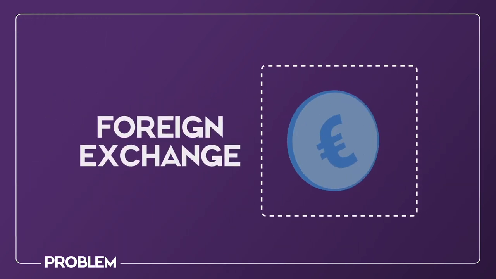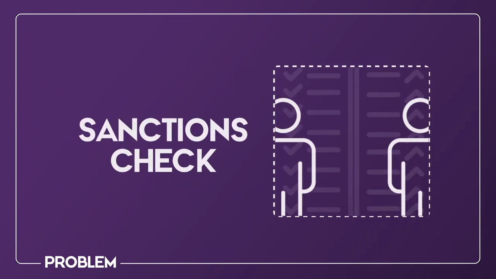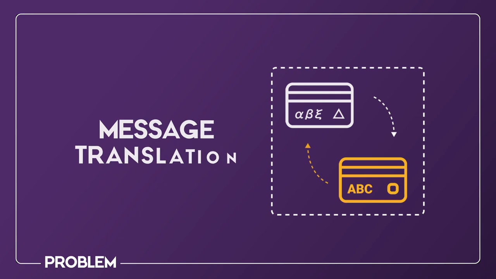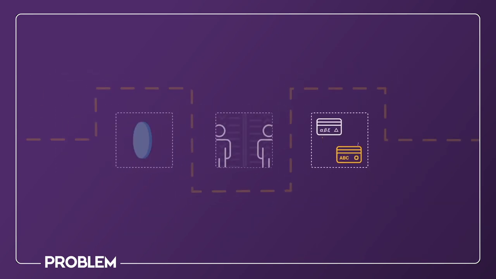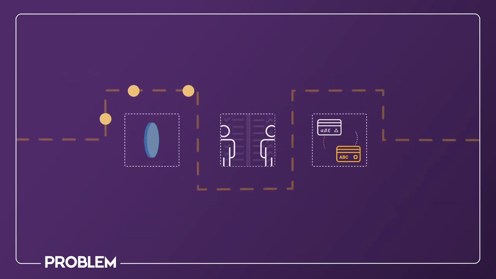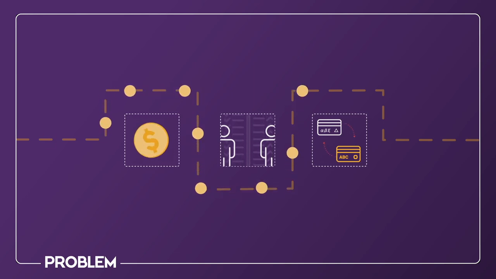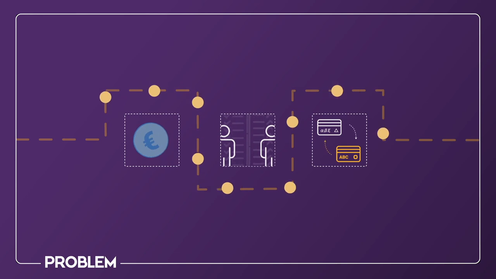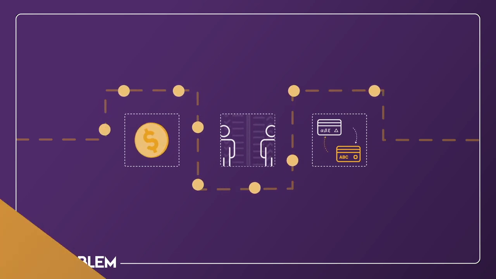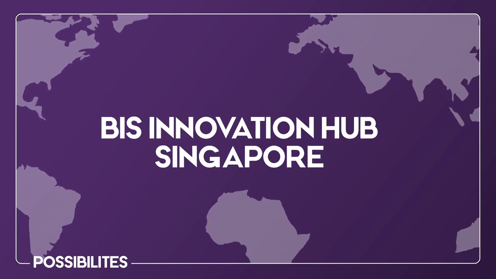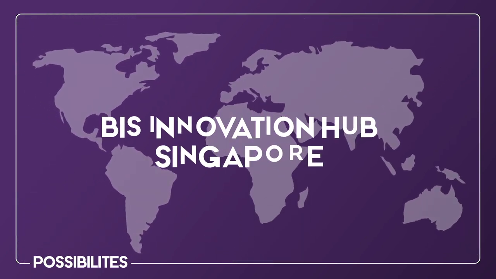First, one currency needs to be swapped for another. Second, compliance checks are needed to prevent illicit payments. And third, different payment systems speak different languages. These steps can result in costs, frictions, and delays. Payment innovators and organizations like Swift are developing better solutions and standards for data and messaging. But there's still more that we can do. So, here at the BIS Innovation Hub in Singapore, we're exploring other options.